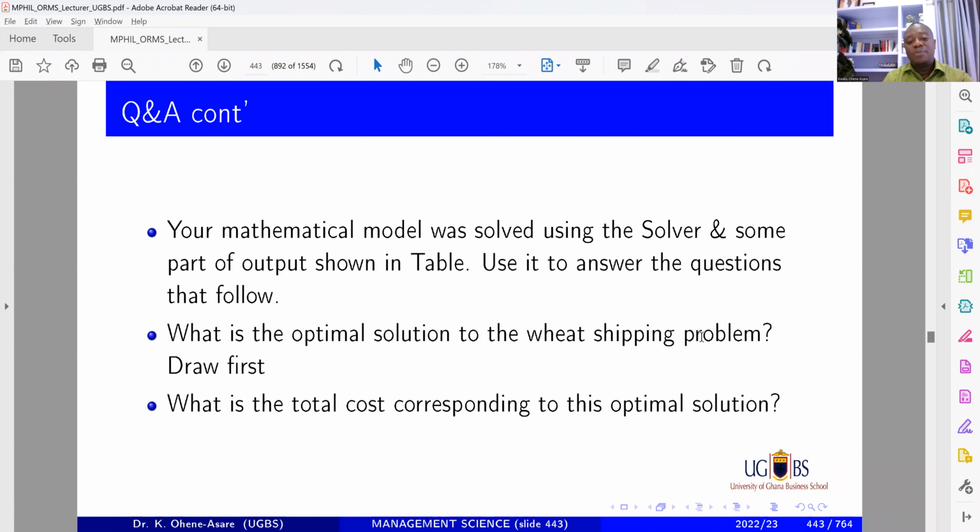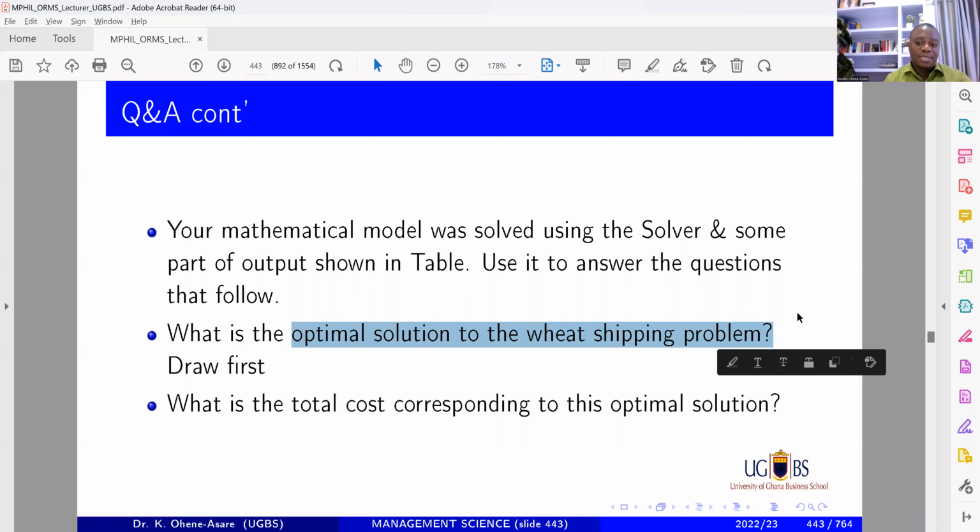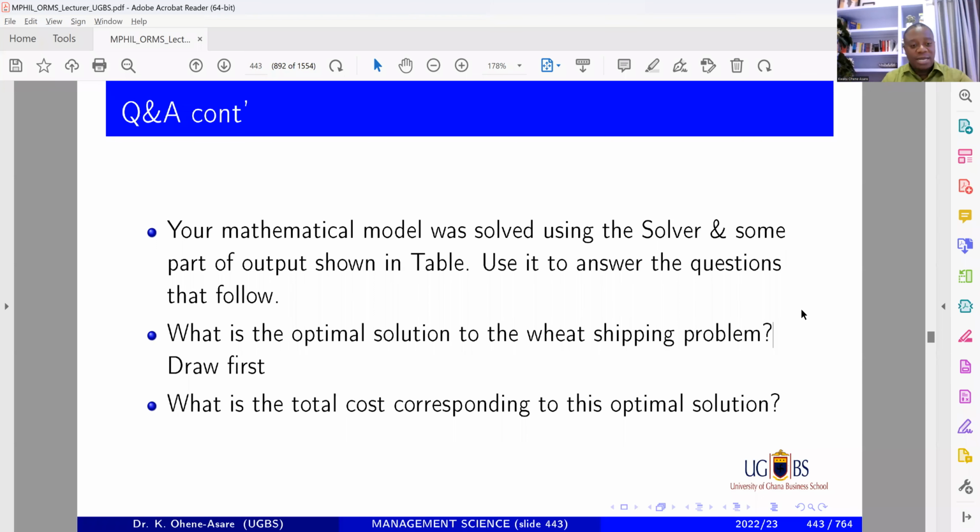And then you'll be asked a certain question. Here is a question. You were told that your mathematical model was solved using Solver, and part of the output is shown below. Using the result, what is the optimal solution to the wheat problem? I wish there was time so that I can show you how to actually do it in Excel. But like I said, the information is there, so when you go through the slides, you will learn how to do it.